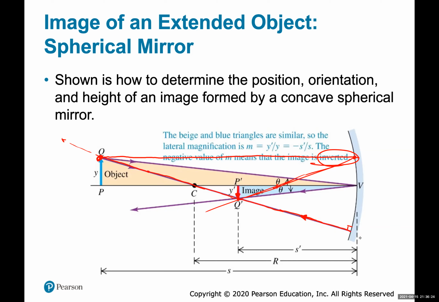Missing that ruler from the notepad. And then the reflected ray bounces off so that the extrapolation passes through the focal point. This image is virtual. No light actually reaches this point, P prime or Q prime. The image is upright, erect, and it is smaller than the object.